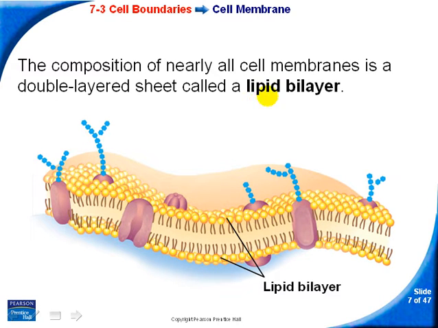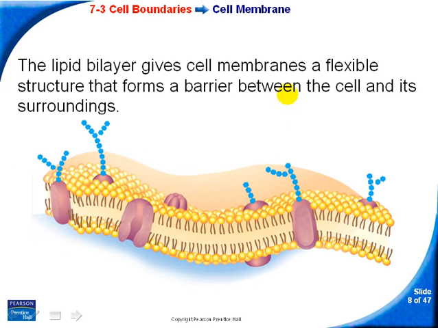But first thing we want to stress is it has a lipid bilayer, and here we go. Here's a lipid, which we talked about in Chapter 2. And when we say bilayer, we mean two layers. Here's one layer of lipids right here. Here's a second layer of lipids right here. And the lipid bilayer is very flexible, so that the cell can move, and it performs a barrier.